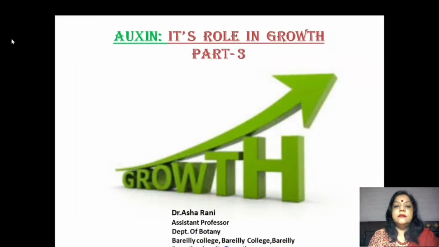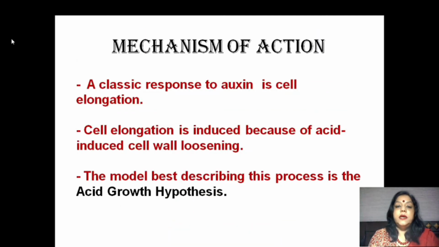Dear students, in this part of the video, I will discuss auxin and its mechanism of action. A classic response to auxin is cell elongation, and cell elongation is induced because of acid-induced cell wall loosening. The model which best describes this process is known as the acid growth hypothesis.